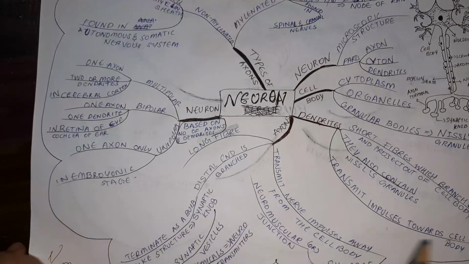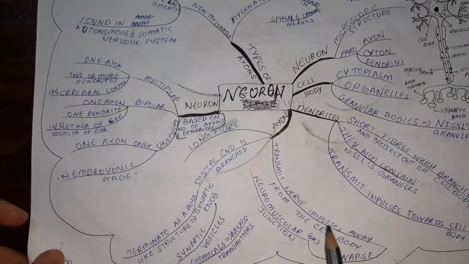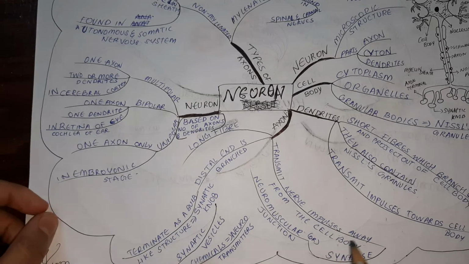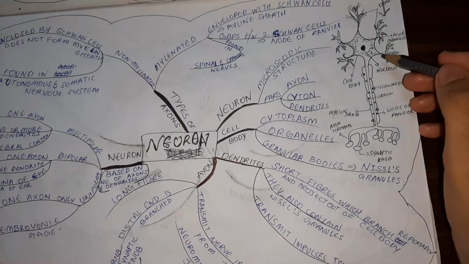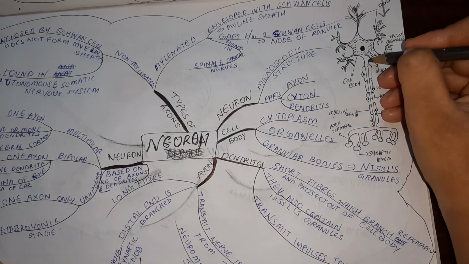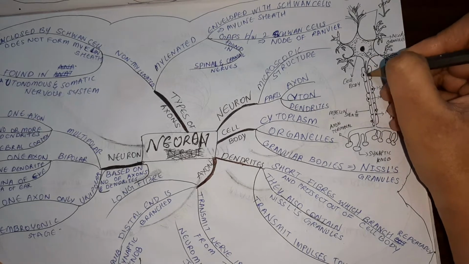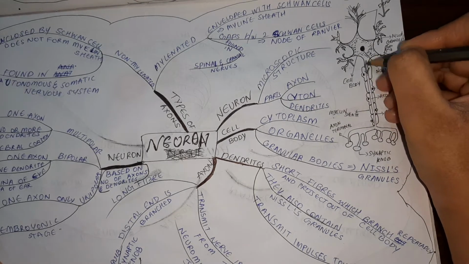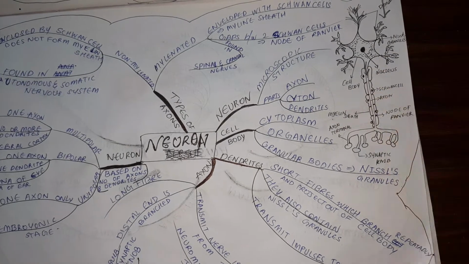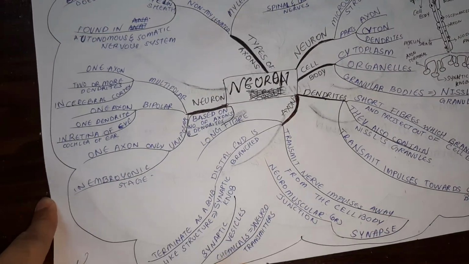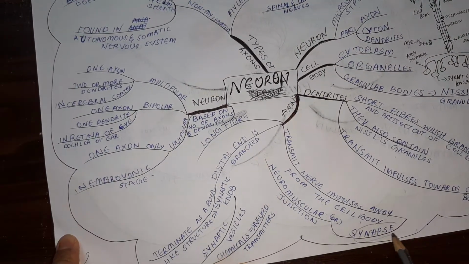The third part is the axon. This transmits nerve impulses away from the cell body. So you see the cell body is here and the axon is here. It transmits the message or the signals away from the cell body, and then to a place called the synapse.